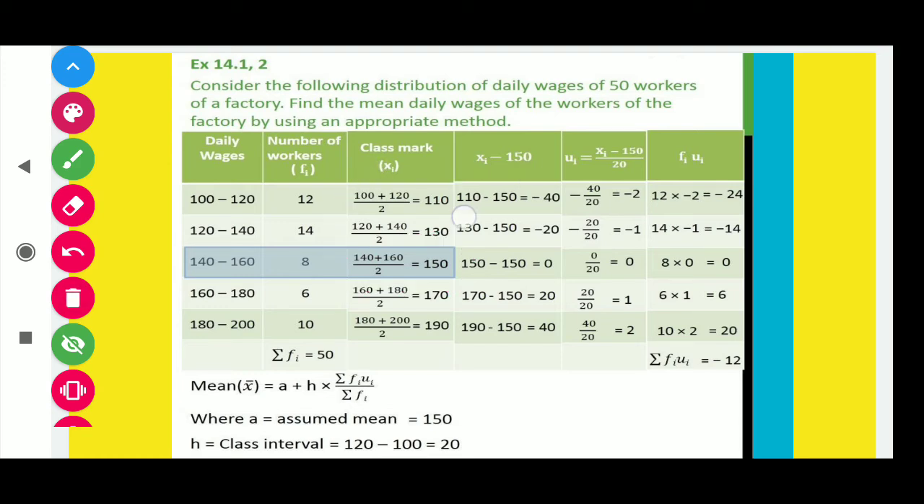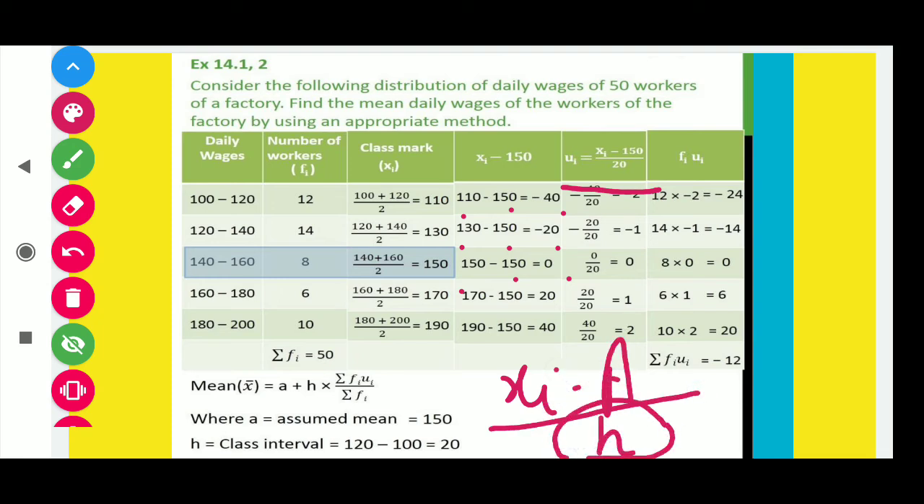So here 110 minus 150 we get minus 40. 130 minus 150 we get minus 20. 150 minus 150 we get 0. Similarly 170 minus 150 is equal to 20. 190 minus 150 we get 40. Now ui is equal to xi minus assumed mean divided by h. Here what is h? H is the width of the interval. You can see here the width of the interval is 20. 120 minus 100 you will get only 20.